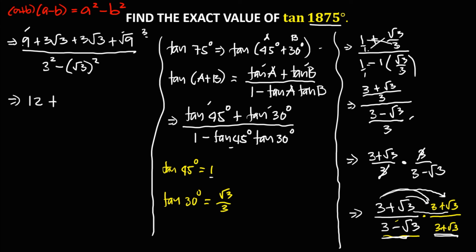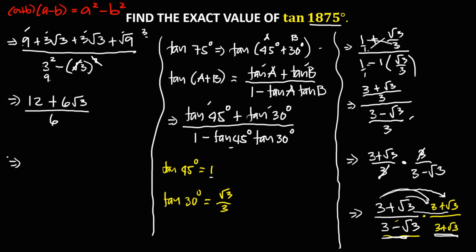Plus, for the addition of radicals, we add the numbers outside. So 3 plus 3 is 6, then copy the square root of 3. Then over, 3 to the power 2 is 9, and square root of 3 to the power 2 is 3. So 9 minus 3 is 6.